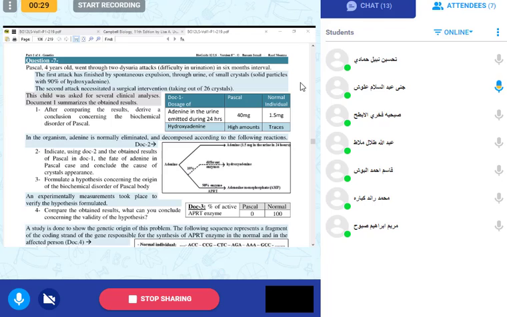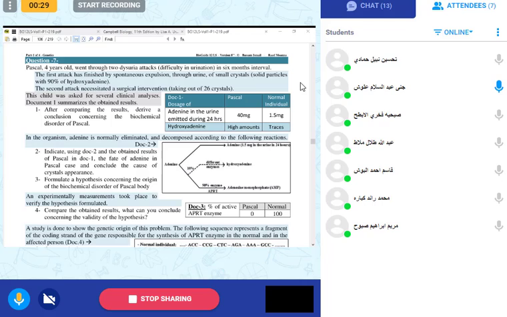This child was asked for several clinical analyses. Document 1 summarizes the obtained results. Look at the results, Jana, and tell me what you can see. Adenine in the urine of Pascal. How much? The amount? 40. And the normal individual should be? 1.5. That's around 25 times higher.